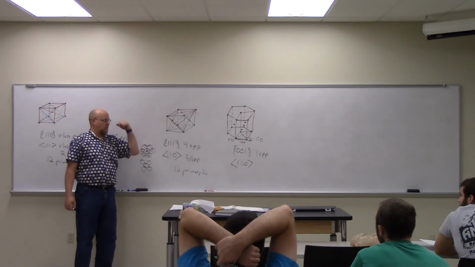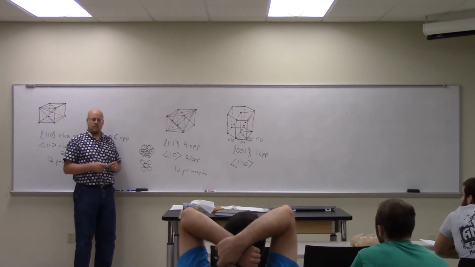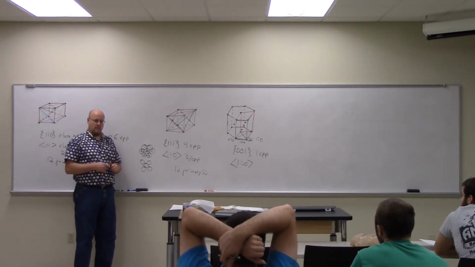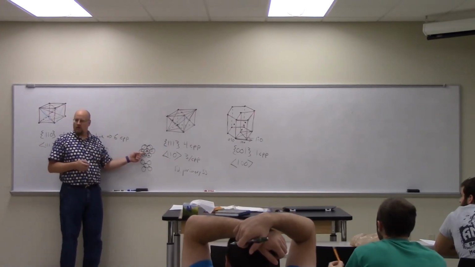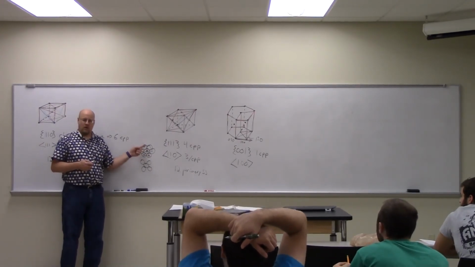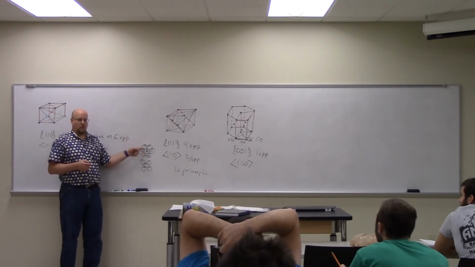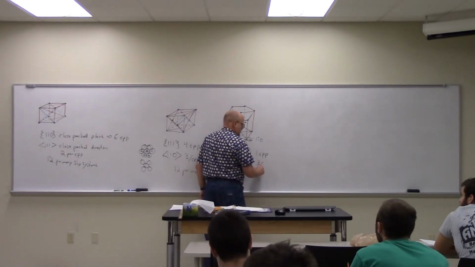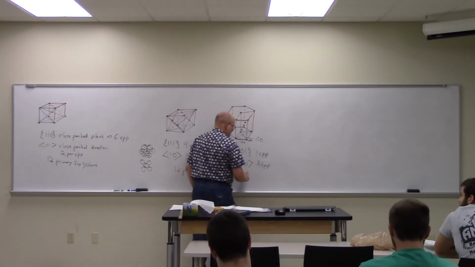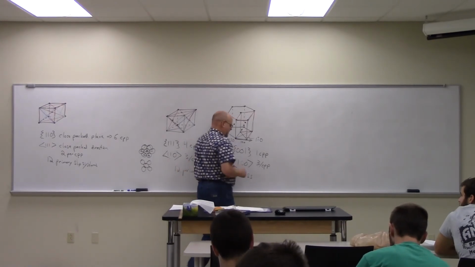How many close packed directions are there in the close packed plane? 3 or 6? There are 3. Right? Because those are the 3. Those 3 triangles, so that triangle covers all 3. Any other direction would be a parallel duplicate of those. So there are 3 per close packed plane, for a total of only 3 slip systems, primary slip systems.